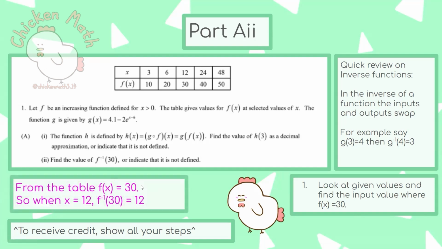From the table, we know f of x is 30. So when x equals 12, f inverse of 30 is 12. Again, to receive full credit, you want to show all your steps. In a way, this is showing your steps. This would help you receive full credit. AP graders are looking for your work and your steps, so you want to make sure you have all of that. So that's why having a statement like this is really important.